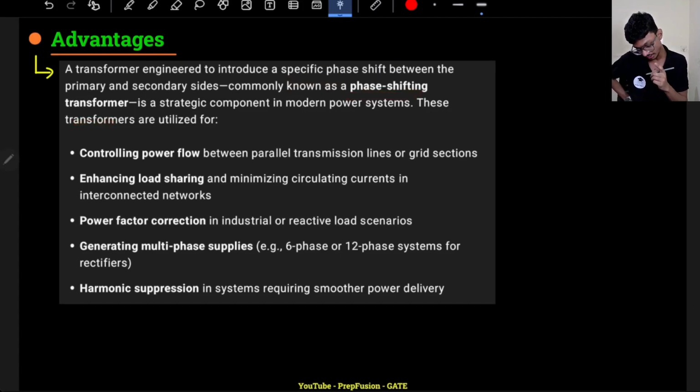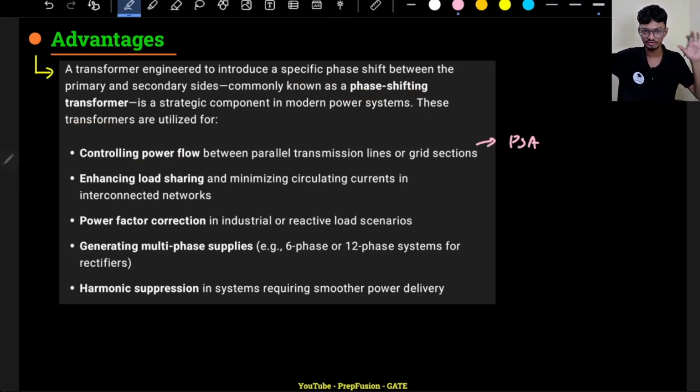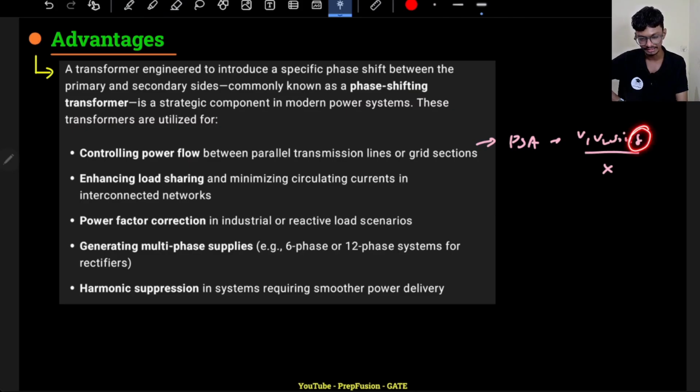Okay, why? Sometimes controlling power flow. So this, right, you will learn in PSA that if there is phase shift between the two supplies, then I can control power flow. Like the formula comes V1 V2 upon X sine delta, something like this. We will learn this when we study power system analysis, don't worry. So by controlling phase shift, this delta angle will be controlled between the two supplies. So if I control this delta, the power flow will be controlled. So that's how we can control the power flow.